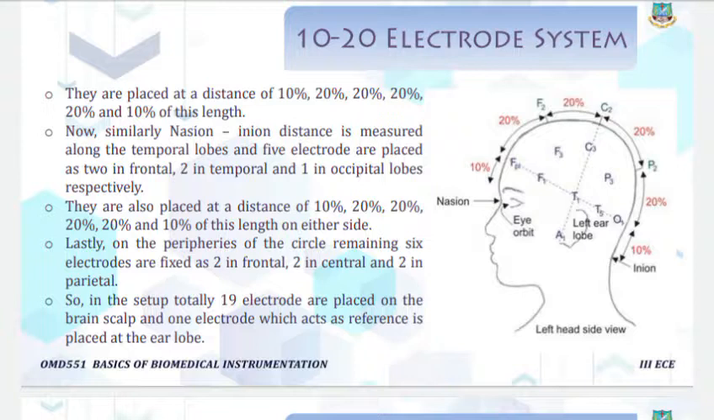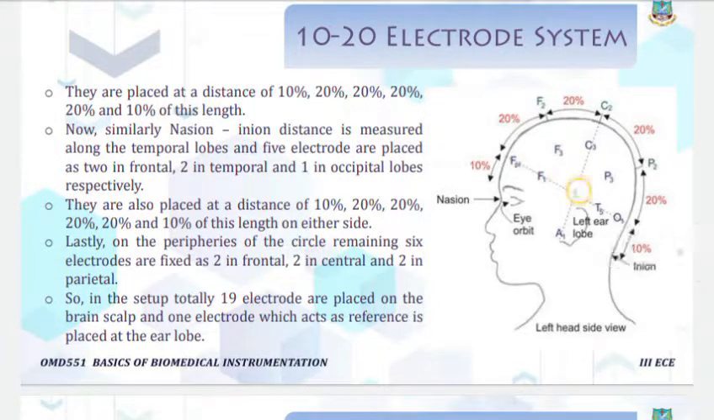Now, similarly, the Nasion-Inion distance is measured along the temporal lobes, and 5 electrodes are placed: 2 in frontal, 2 in temporal and 1 in the occipital lobe. This is what the figure shows, where we are placing the electrodes. These are also placed at 10%, 20%, 20% distances.